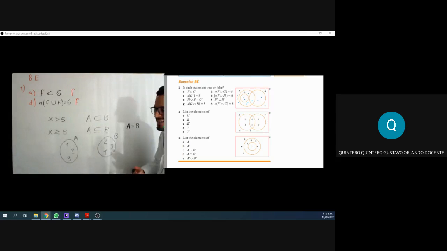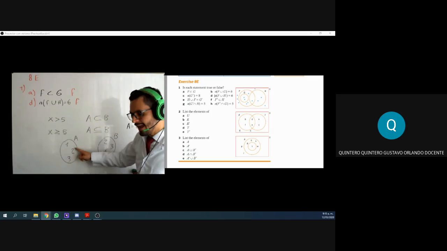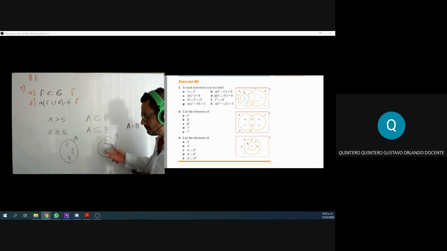But since every element in A is also an element in B, 1 is an element in B, 2 is an element in B, and 3 is an element in B.